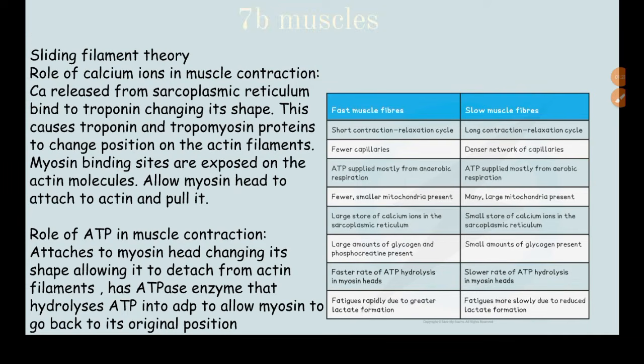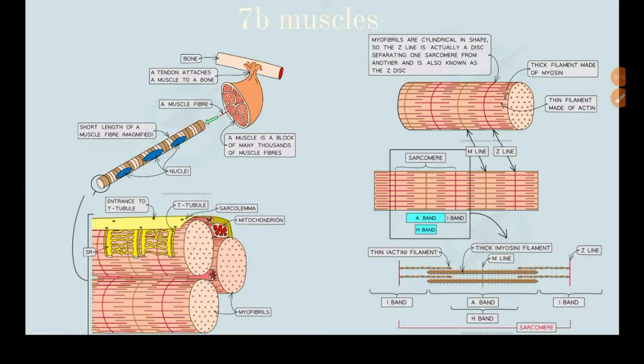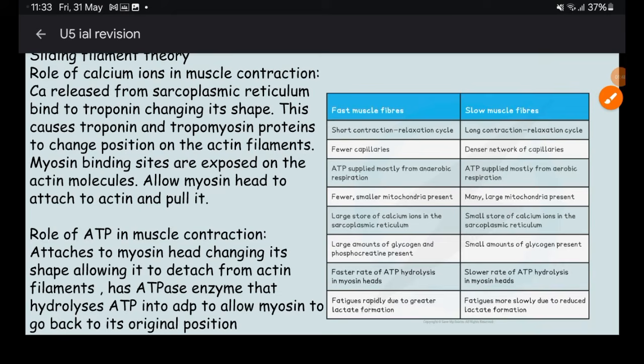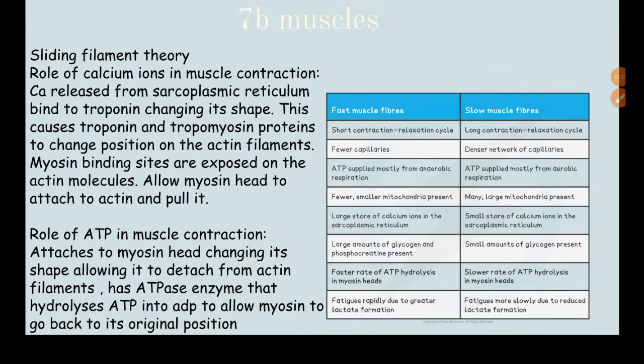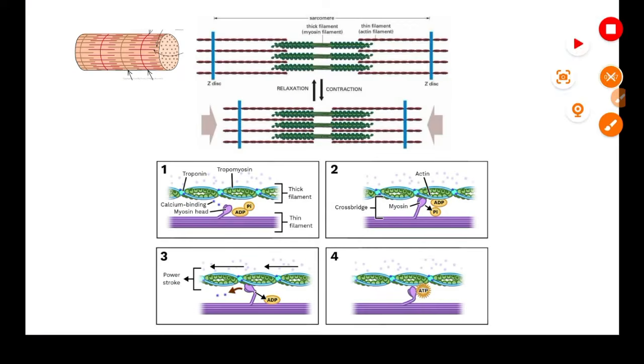So it's a theory because we're not really sure how the muscle actually contracts, but we have scientific evidence that this might be true. So first, calcium is released from the sarcoplasmic reticulum, the one you can see here, and then it binds to troponin, changing the troponin's shape. I need to get a better picture, hold on.